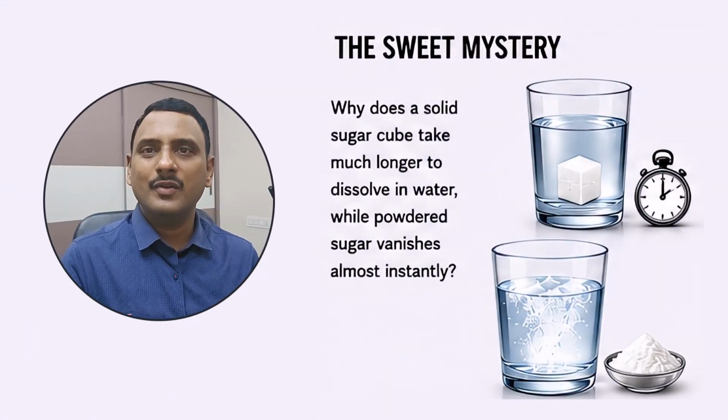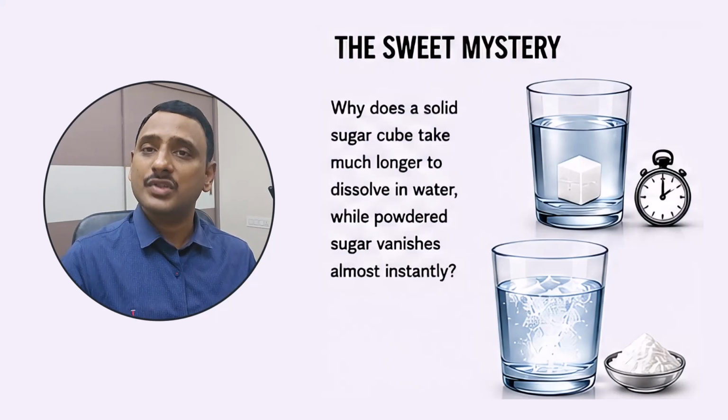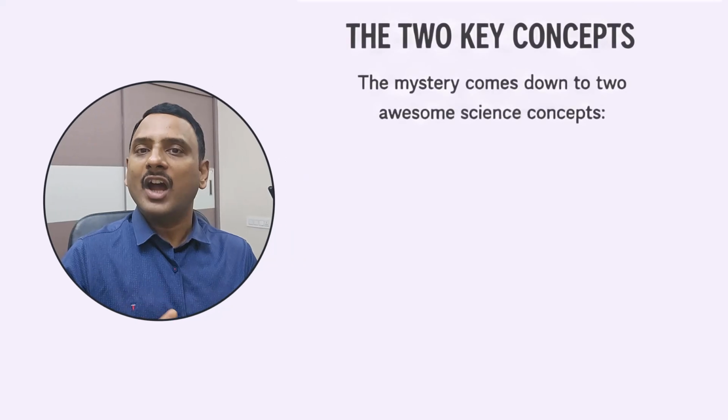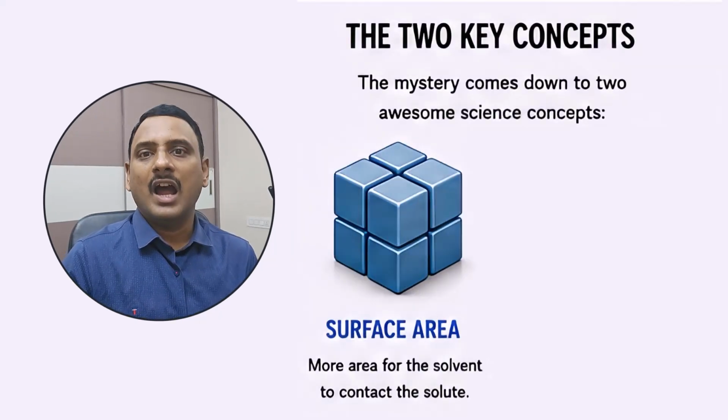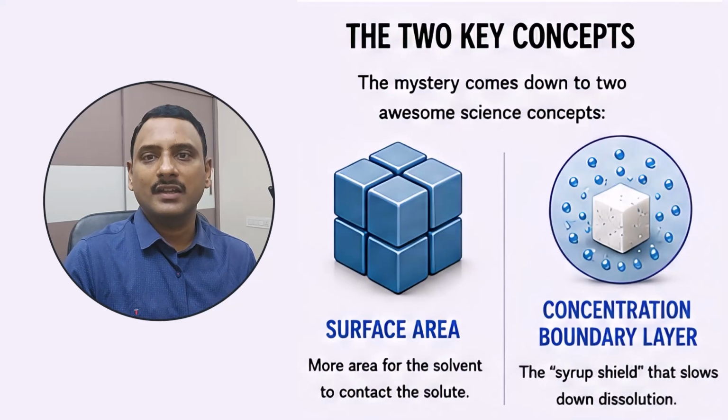Have you ever wondered why a solid sugar cube takes much longer to dissolve in water, but powdered sugar vanishes almost instantly? Hi, I'm Kiran. Today we are going to crack the code on this sweet puzzle together. It all comes down to two awesome science concepts: surface area and the concentration boundary layer.